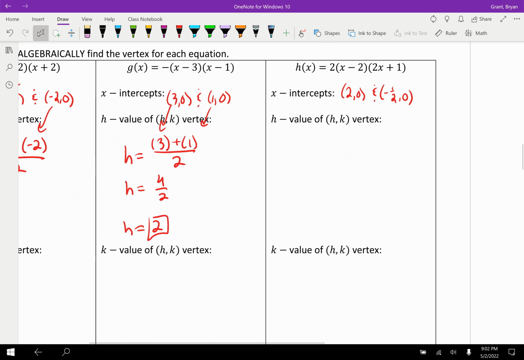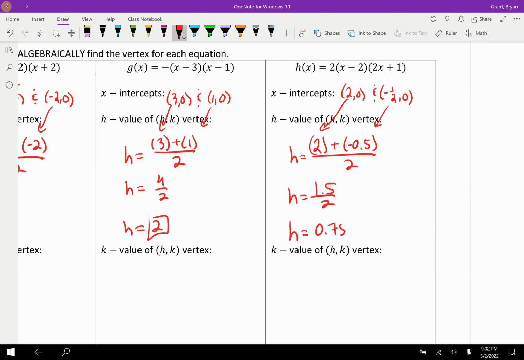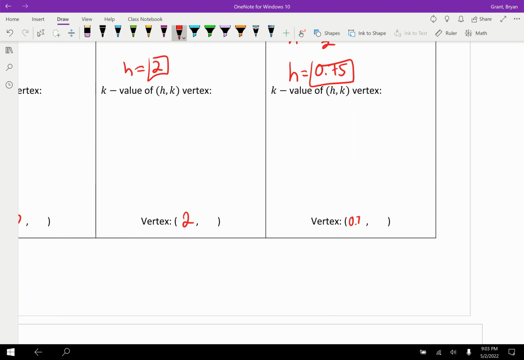Last but not least, we're going to take our 2 and our negative 0.5. This one's a little bit trickier. So we're going to do 2 plus negative 0.5, over 2, is going to be my h value. So this is 1.5 divided by 2. And ask yourself, if you had $1.50 and you split it in half, what would you have? You'd have 0.75, or 3/4 if you'd like. I tend to use decimals just because people seem happier with decimals on a number line. It's one of the only times that I don't use a fraction too often.